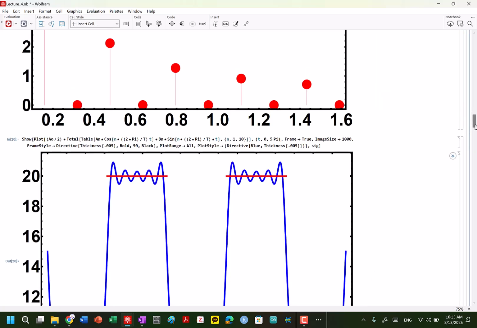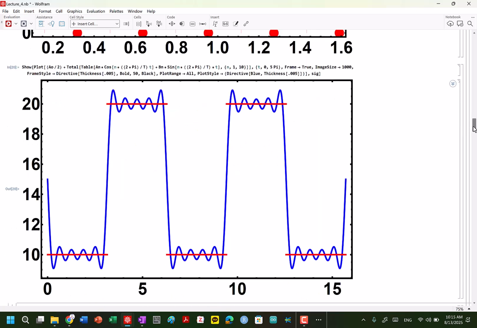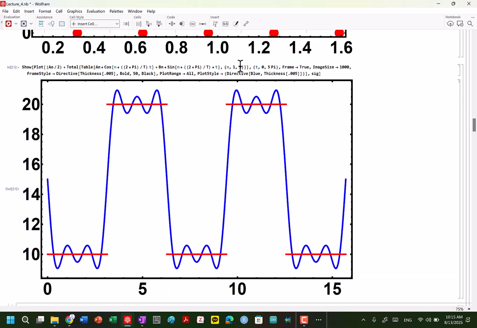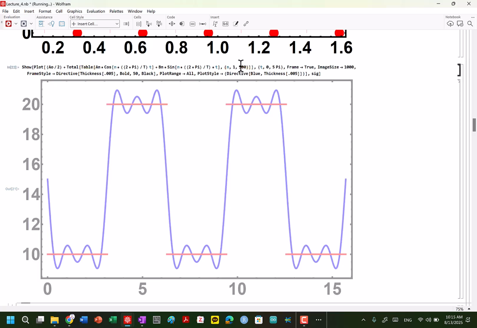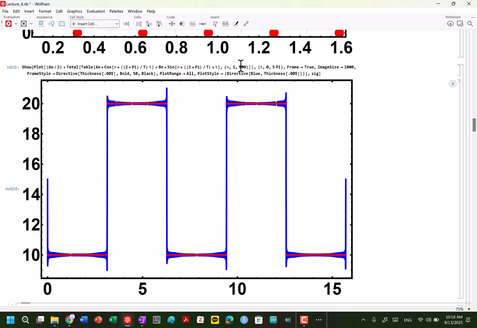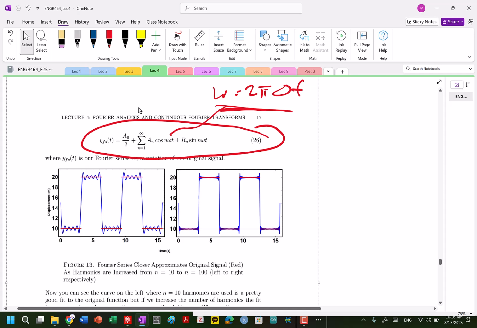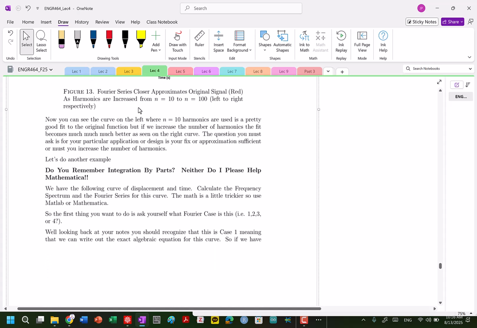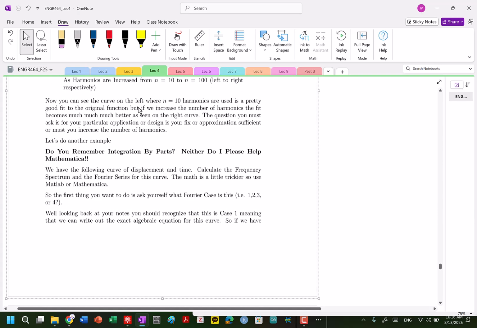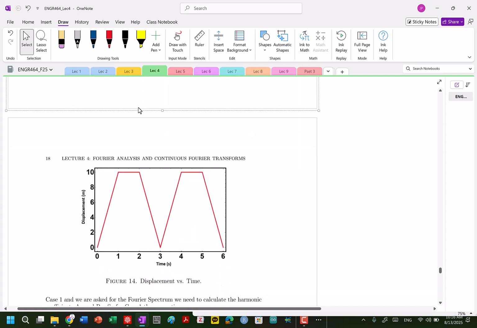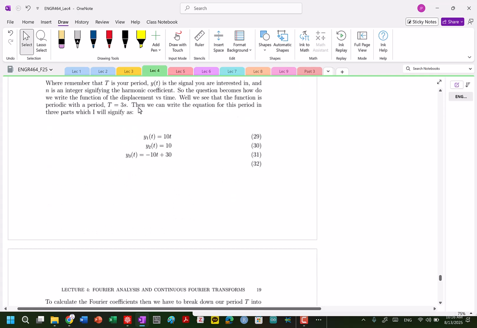So it looks pretty good. This is with 10 harmonics. If I do 5 harmonics here, the approximation gets worse. If I do 500, now it's looking nice. So as you include more harmonics, you approximate the signal closer and closer and closer. How many harmonics do you need to get a good enough signal? It depends on the problem. So that essentially is your Fourier analysis.